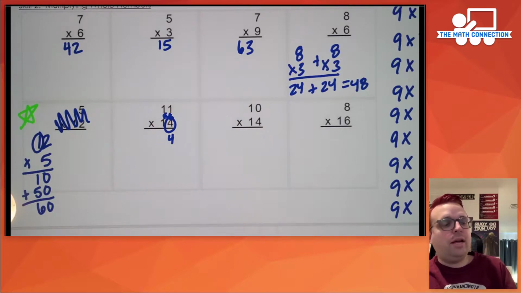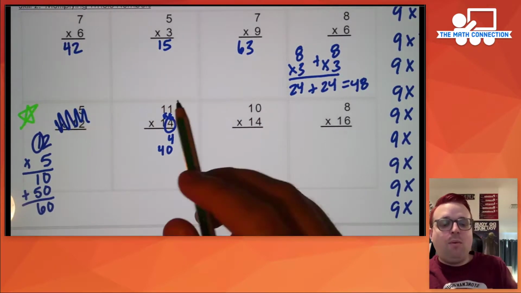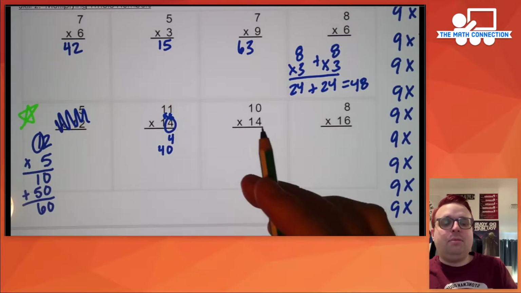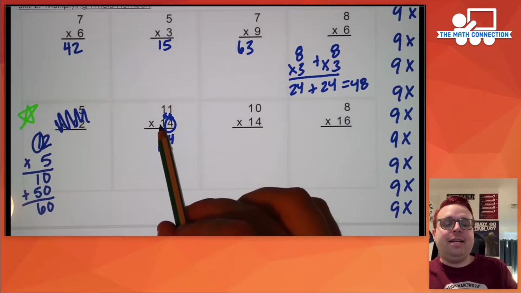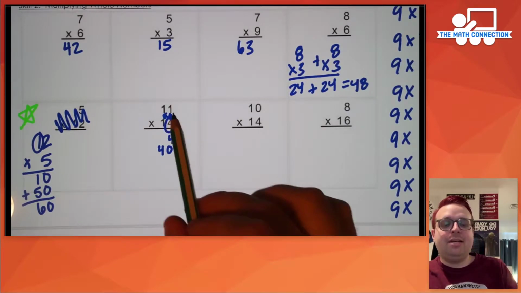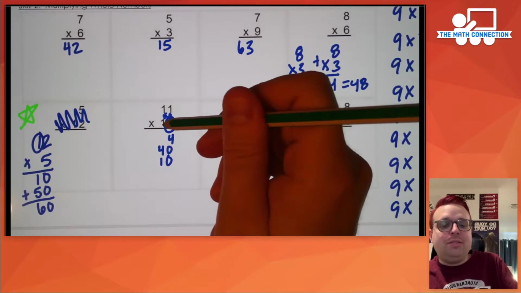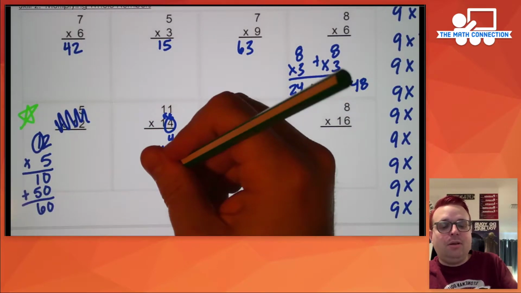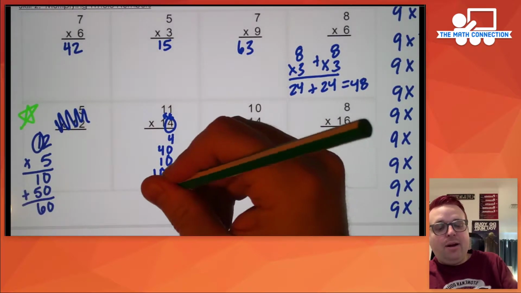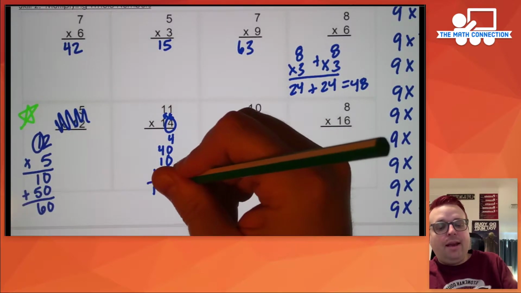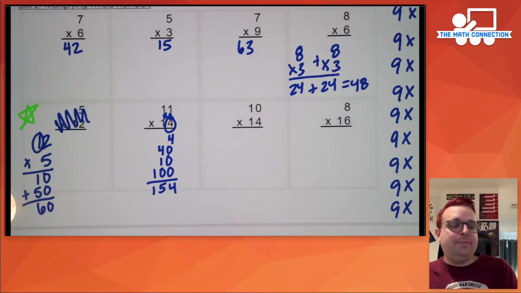I wrote it on the wrong line, sorry. 40. And then I want you to take this 1 and multiply it by, this 1 represents 10 because it's in the tens place, right? So I want you to do 10 times 1, which is going to give you 10. And then I want you to do 10 times 10, which is 100. And then you add all this together and you get 154. And that's your result.